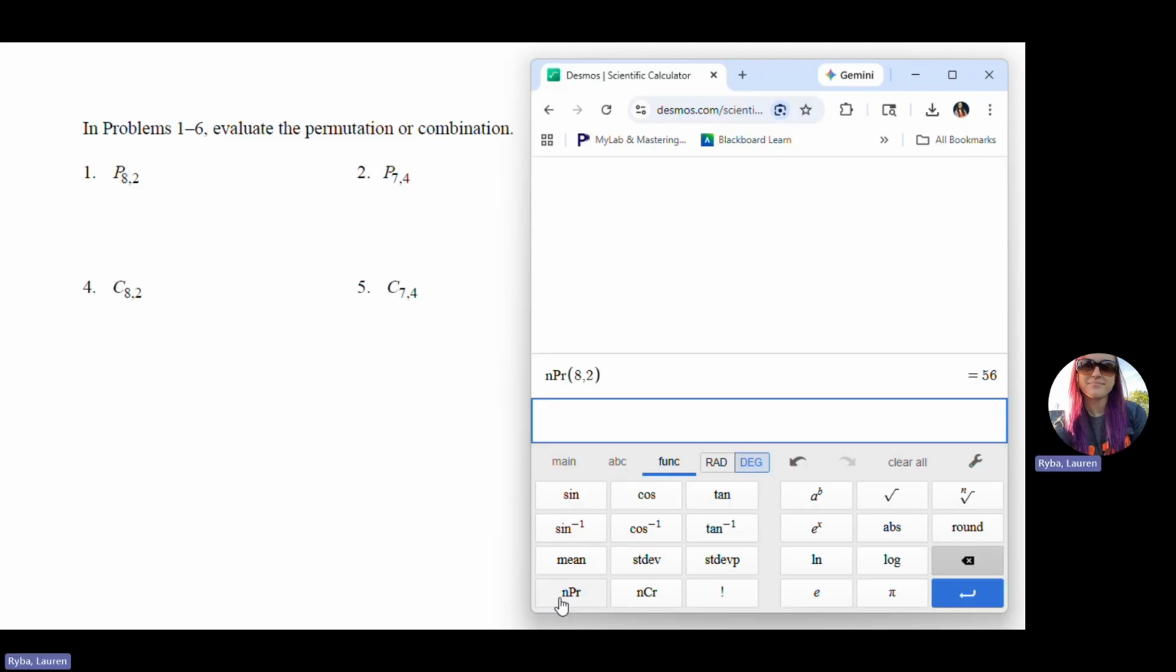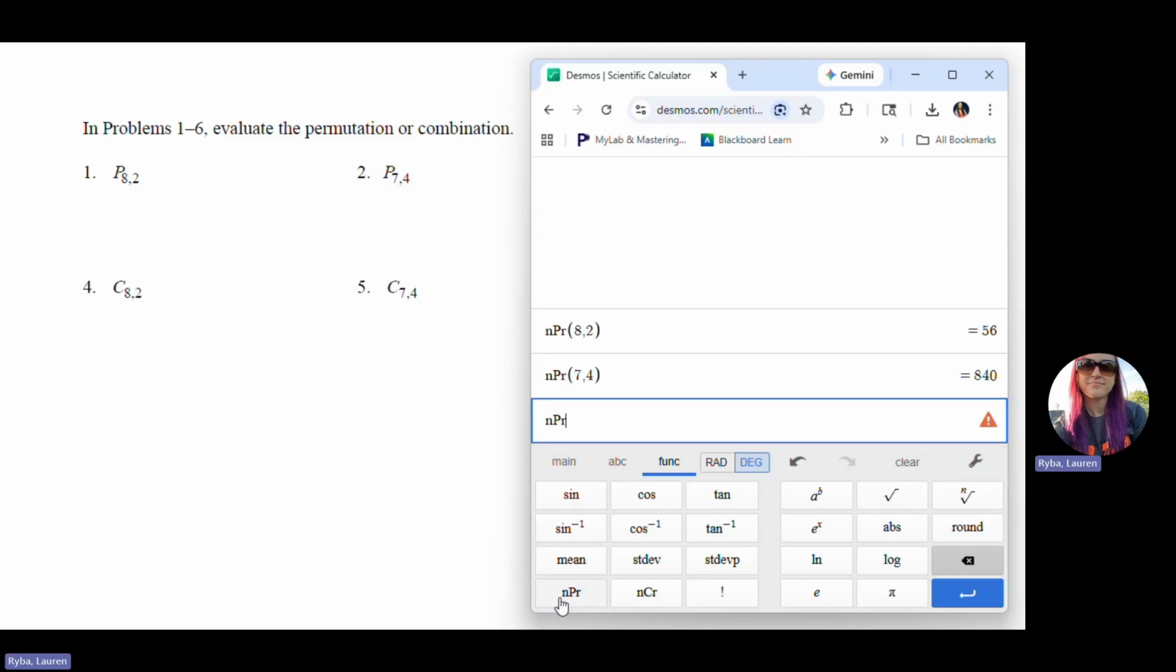So I clicked function, and then I just found NPR. The other option, because you're on keyboard, is literally just type N capital PR and open parentheses, and it'll pull up that function. It recognizes it as well. So the second one is 7, 4. And then the third one is 10, 4.